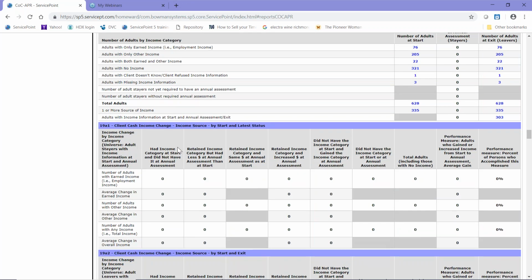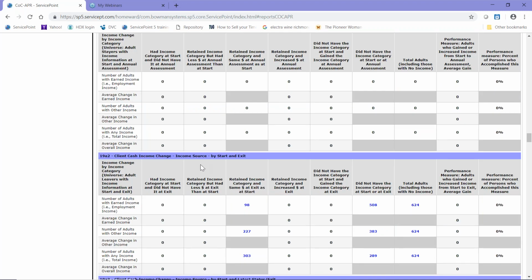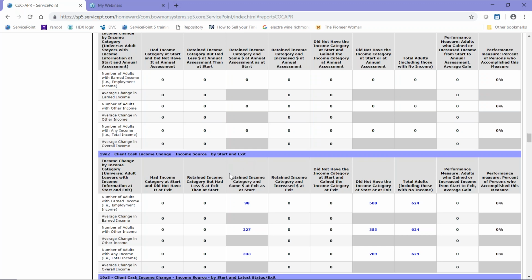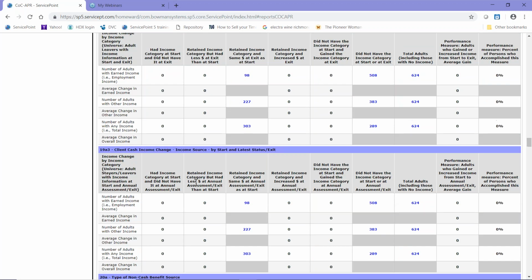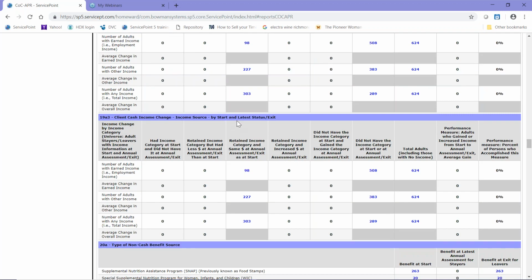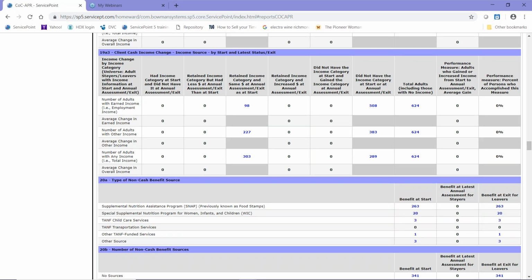We then have question 19A, and this is change of income by start and last status. So if you've done an update or an annual assessment, you are going to see how the income is changing over time, okay? Client income again at start and exit, okay? So the data is shown to you based on the start and the exit data, okay? And again, more income based on start, latest status, and or exit. So several questions to show you how your income is changing or not changing depending on your project over time.